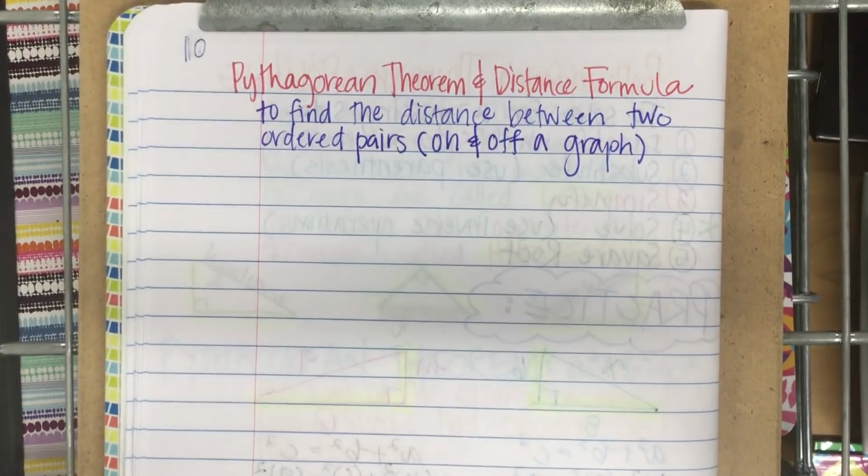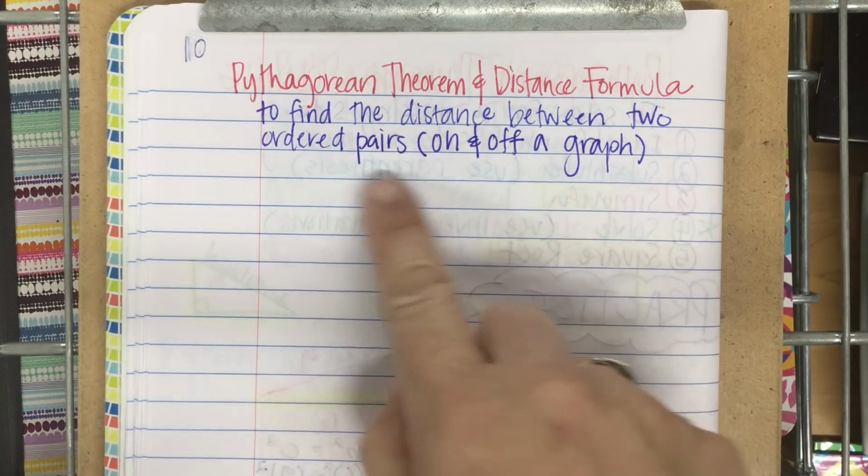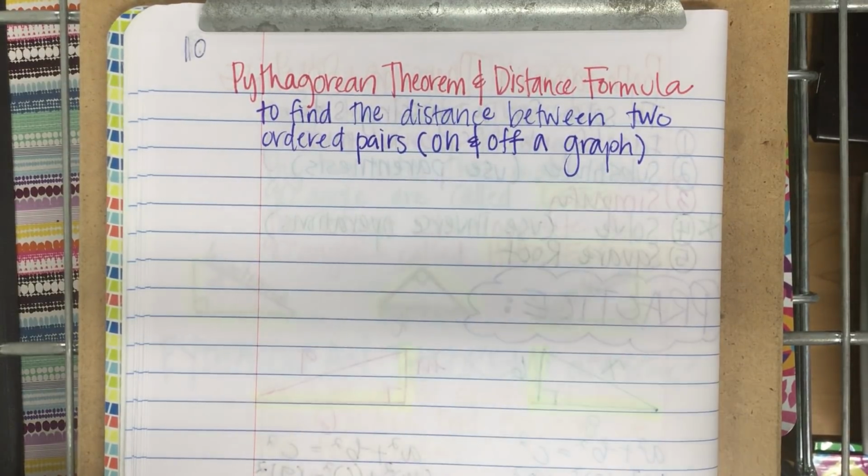So you're going to have two ordered pairs, x, y combos, and you're going to be finding the distance between those 2 points. So the Pythagorean theorem is what we use when it's on a graph, and we're going to use the distance formula when it's off the graph. So we're going to be finding the distance between 2 points, 2 ordered pairs, on and off a graph.